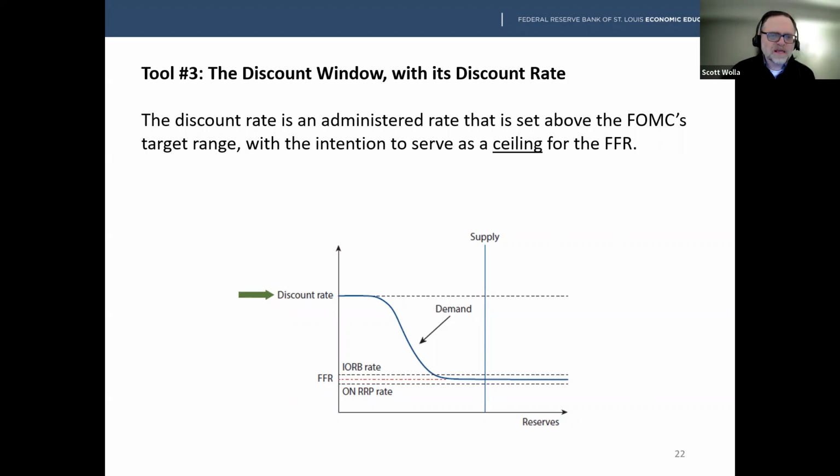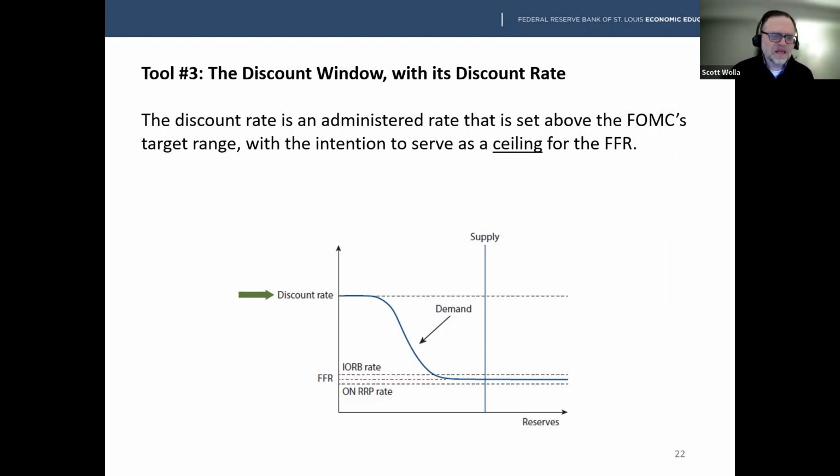The discount rate acts as a ceiling for the federal funds rate. The reason it's a ceiling is because if you need funds, if you're a bank, you can go to the Fed and take a loan. And that loan is guaranteed, right? So you would never pay more than you could borrow from the Fed, because why would you? The Fed is a legitimate lender, and so if you were looking for funds, you wouldn't pay more than that.